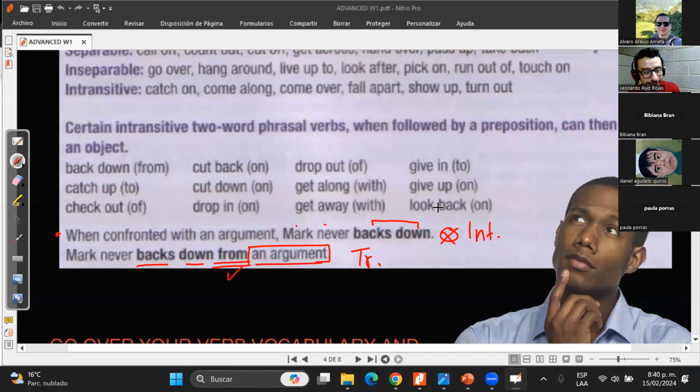Questions, difficulties, or problems? Clear. Listo, don't worry, very good, excellent.